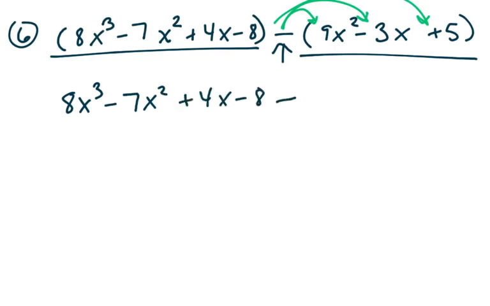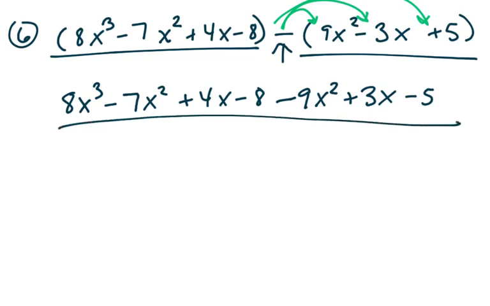Now I'm going to change the sign. So I have minus 9x squared plus 3x minus 5. So you're subtracting all of it. Now let's combine like terms. Is there anything inside of these that have any of these terms in x to the 3rd? No, just the 8. So now let's combine anything with a squared.